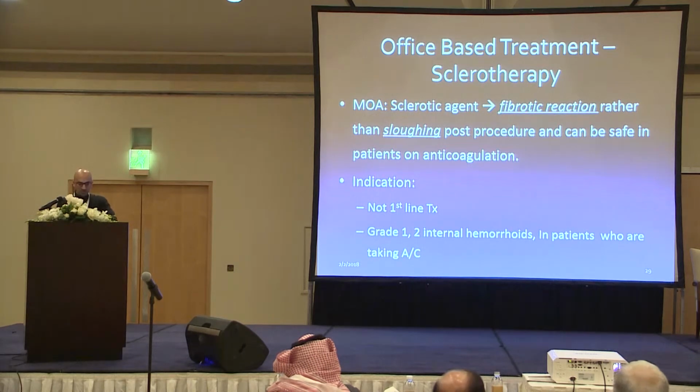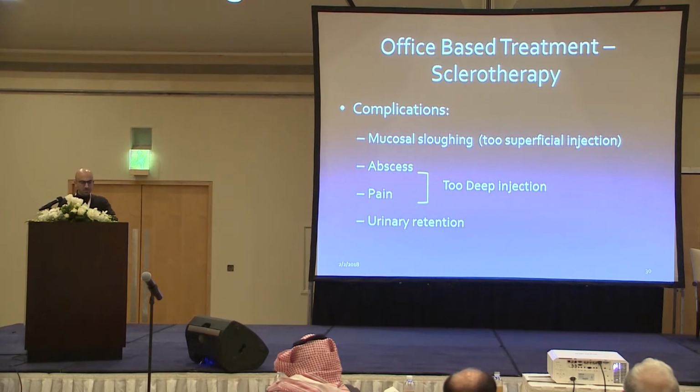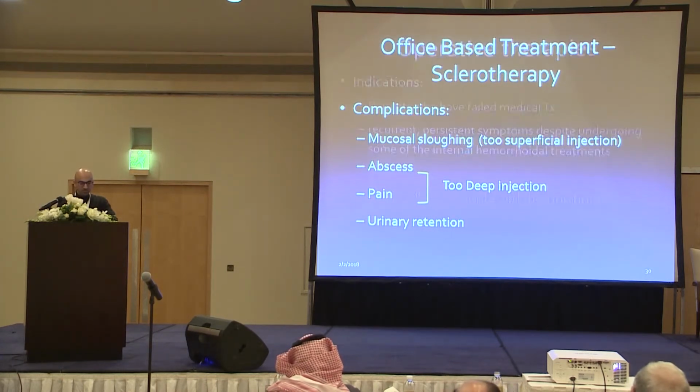So it's not the first line of treatment, as I mentioned. It is used in grade 1 and grade 2 internal hemorrhoids in patients who are taking anticoagulation. And personally, because of its complications, I prefer to stop the anticoagulation for 5 days, do the rubber band ligation, and start the anticoagulation within 2 to 3 days. However, this is an alternative approach. If the injection is too deep, it might cause a perianal abscess or ischioanal abscess and severe pain. If it is too superficial, it will cause mucosal sloughing. In addition, urinary retention can happen.